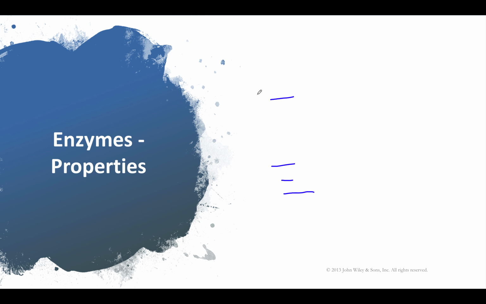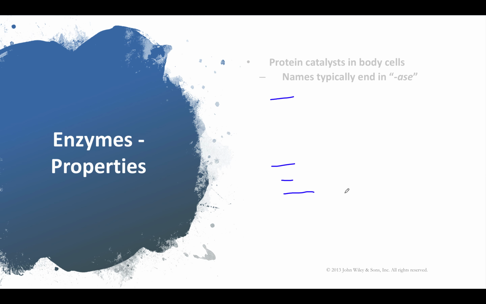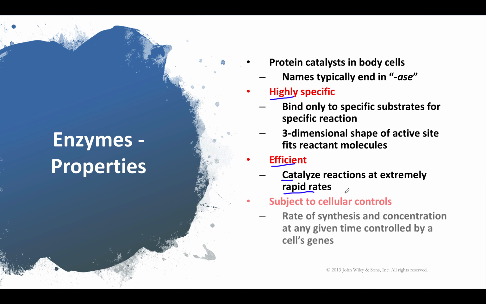And the third thing is that enzymes are subject to cellular controls. It means that the cell regulates the production and the concentration of the enzyme needed at a given time. During digestion, more enzymes are produced. Who is controlling that? The cell's genes.